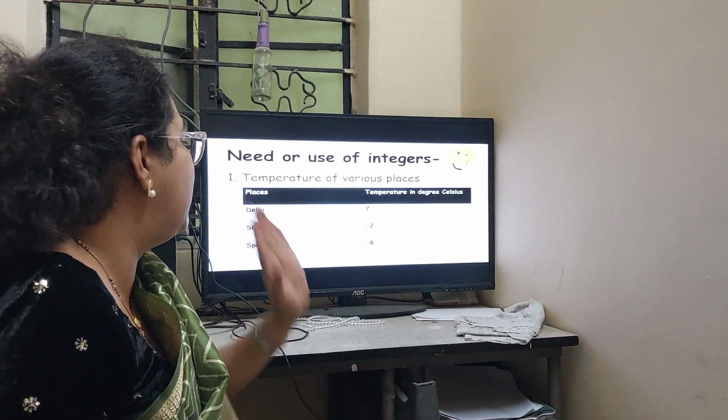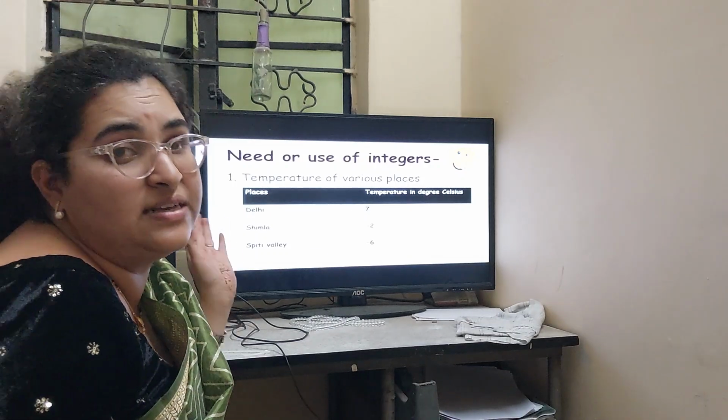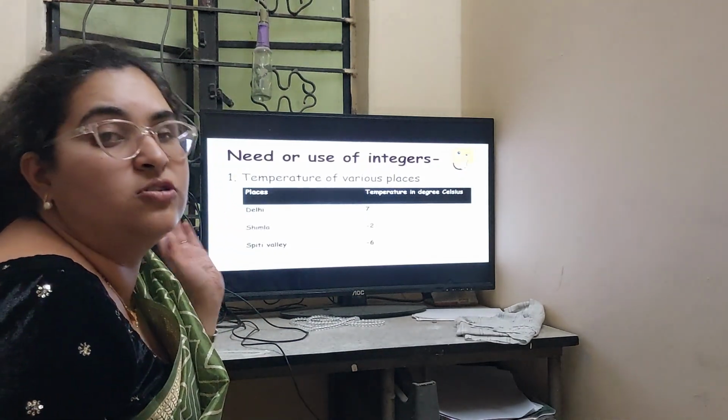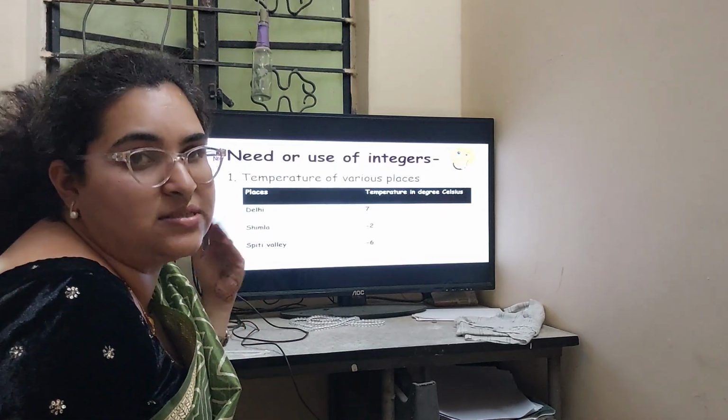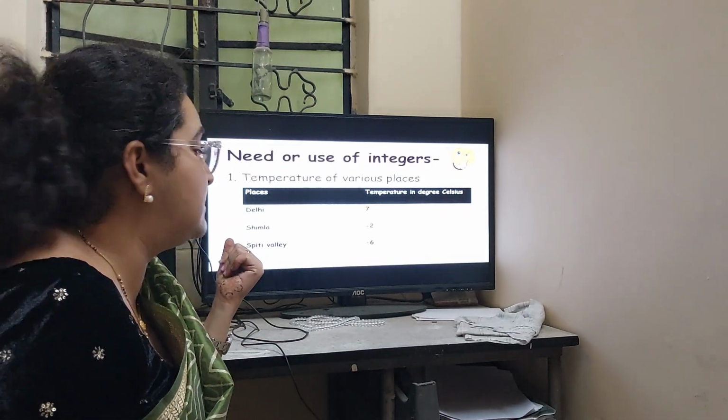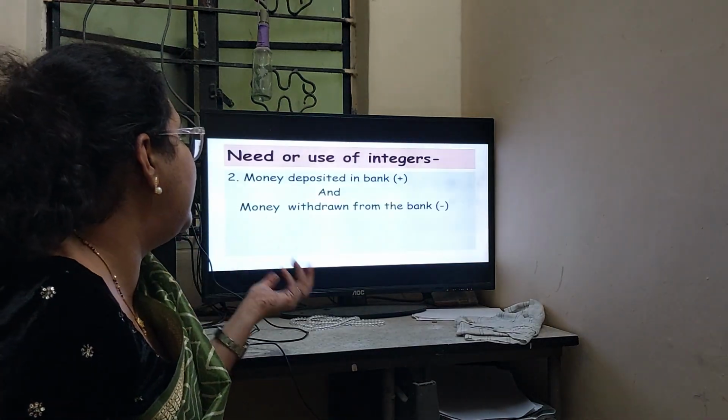Along with that, another place is Spiti Valley. Now that is in Jammu Kashmir. There also the temperature is -6. So this is how we need integers in our temperatures. Now I am going to show you some more examples. Let us understand it in a clear manner.